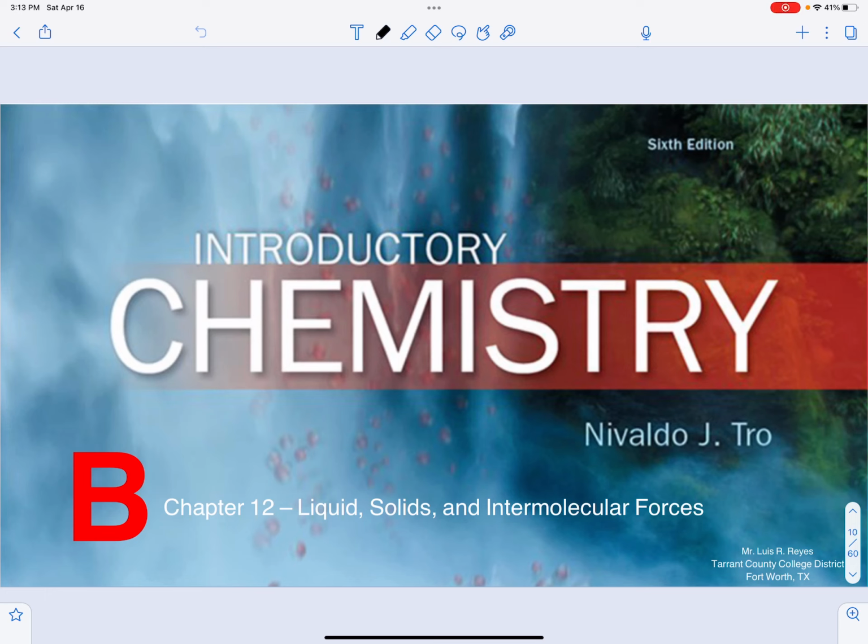So here we are in our second lecture for this chapter. As we continue talking about liquids, solids, and intermolecular forces, we've got to see that all of them are interlinked. The properties of solids and liquids depend on the intermolecular forces. And like I said before, we will go deeper into intermolecular forces later. For right now, remember, it's an attraction between molecules.